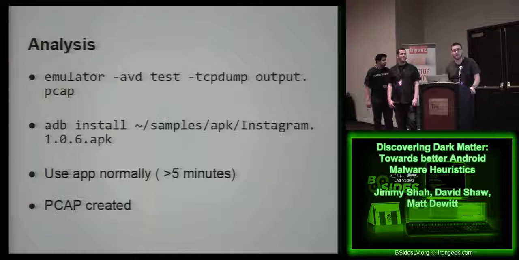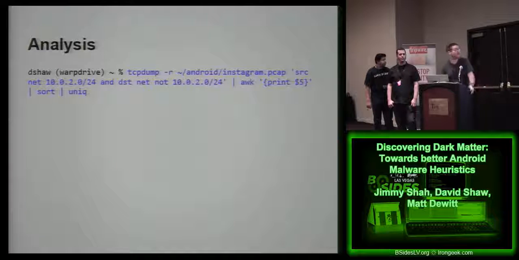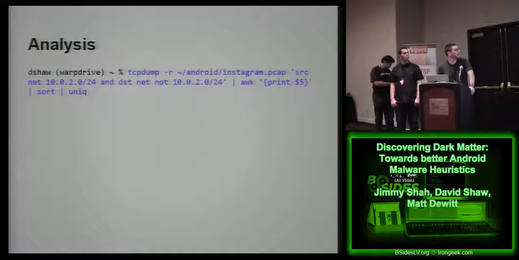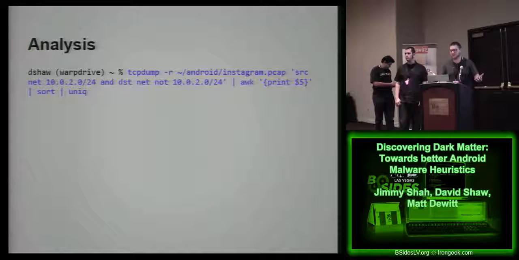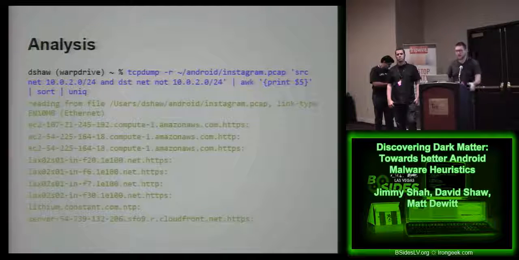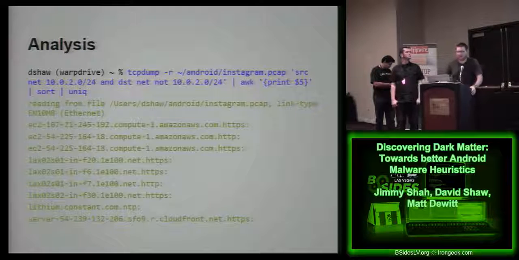Once the PCAP is created, you can use a more standard set of tools, like for example tcpdump. Here you can see that we're running tcpdump and reading from the file that we just created. We're saying that the source is the Android device and the destination net is not the Android device. In other words, what host is it connecting to? Using awk and then sort unique, we want a list of unique combinations of remote hosts and remote protocols in the time that we analyzed this. We came out with a couple of EC2 servers, a couple of Google servers, a random NTP server, I don't know why that was there, and a Cloud Run load balancer.